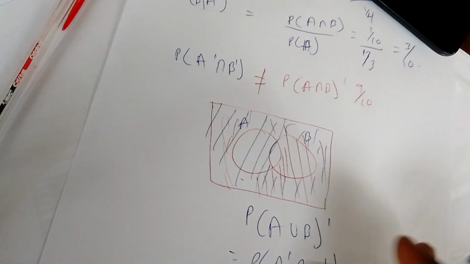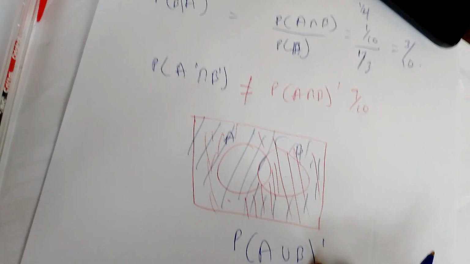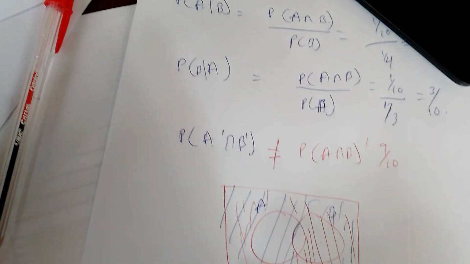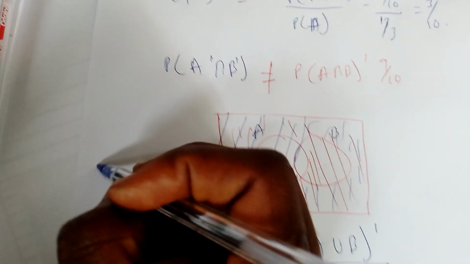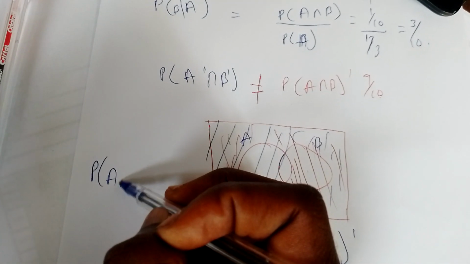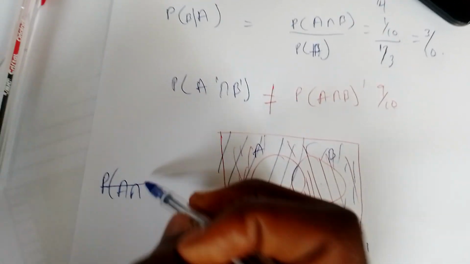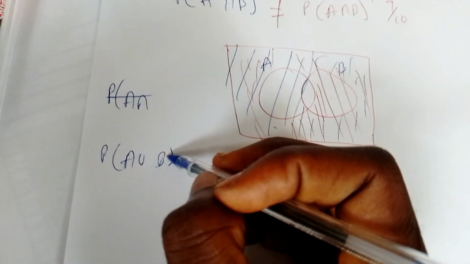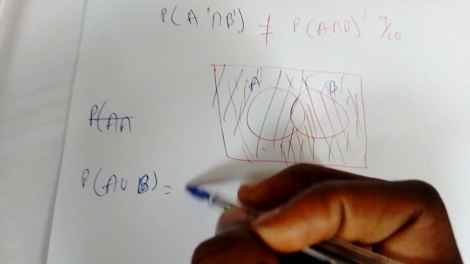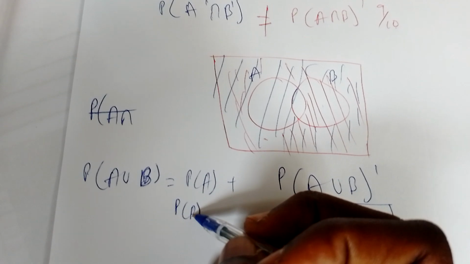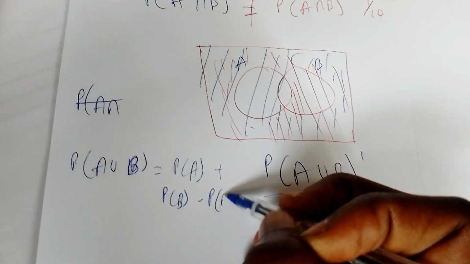I hope this is understood. So if this is understood, then let's go on to find probability of A union B. But we don't have this. They didn't give us this in the question. So what do we do? We use our formula. We know probability of A union B, bad handwriting, is probability of A plus probability of B minus probability of the intersection.